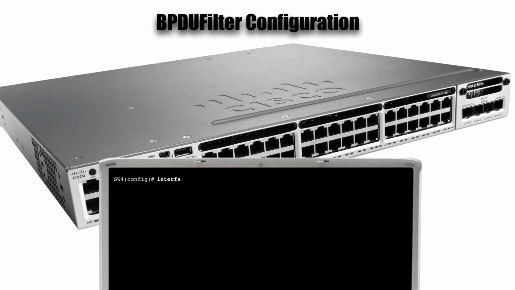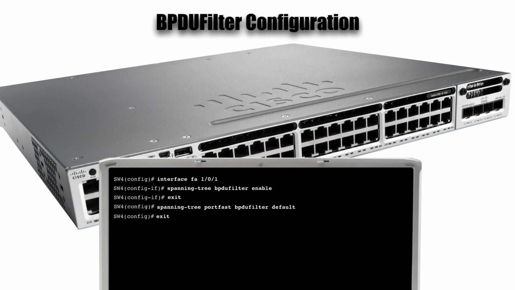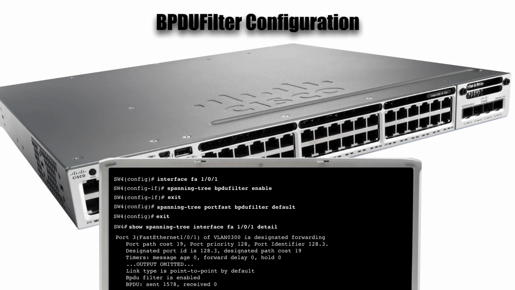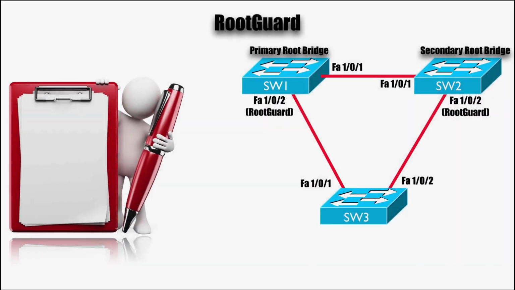We could go into interface configuration mode for fast Ethernet 1/0/1, and we can say spanning-tree bpdufilter enable. If we want to enable this globally, we say spanning-tree portfast bpdufilter default. And we can see if it's on by saying show spanning-tree interface fast Ethernet 1/0/1 in this example, followed by the keyword of detail. And you see a couple of lines up from the bottom, it says for that interface, BPDU filter is enabled. Our next feature is root guard.